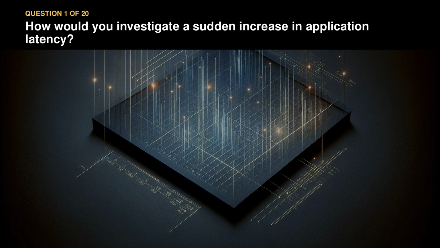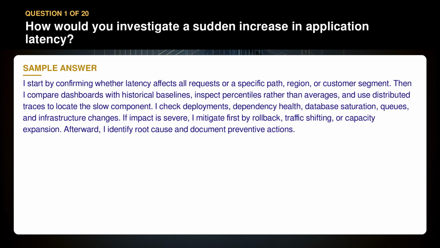Question 1. How would you investigate a sudden increase in application latency? I start by confirming whether latency affects all requests or a specific path, region, or customer segment. Then I compare dashboards with historical baselines, inspect percentiles rather than averages, and use distributed traces to locate the slow component. I check deployments, dependency health, database saturation, queues, and infrastructure changes.